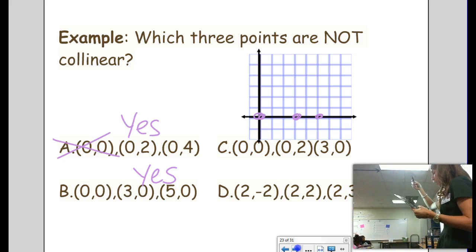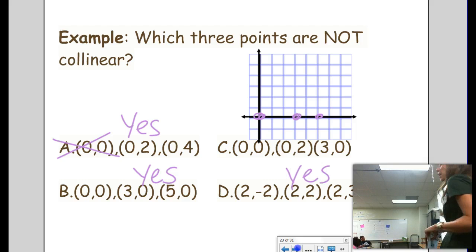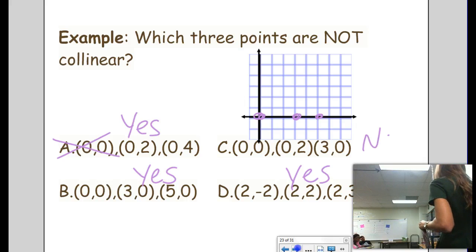What about D? Carlos, were these in a row or not in a row? They were in a row. Oh my goodness. Process of elimination. What about C? Jose? No. They were not in a row.